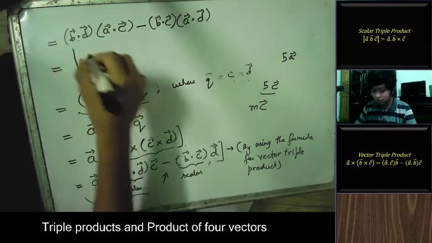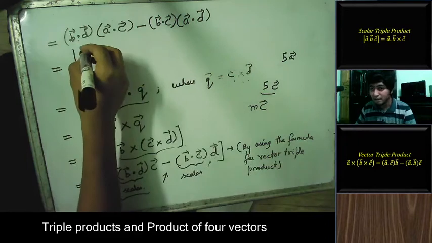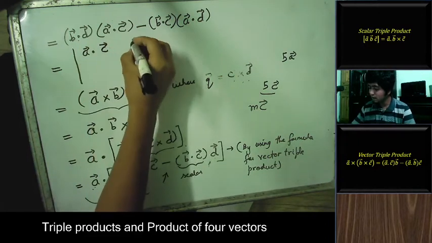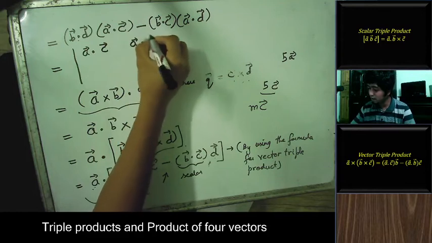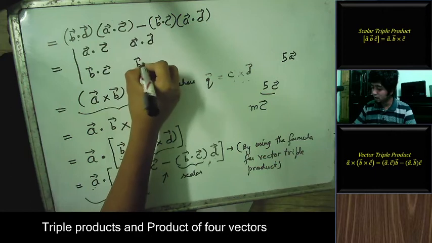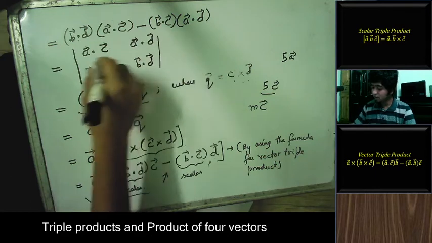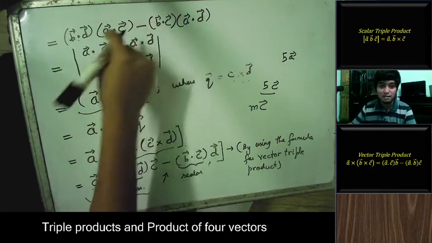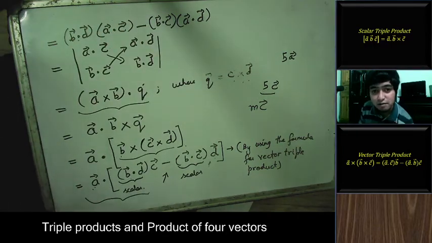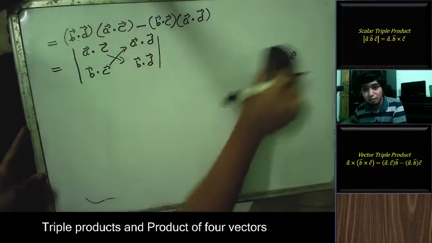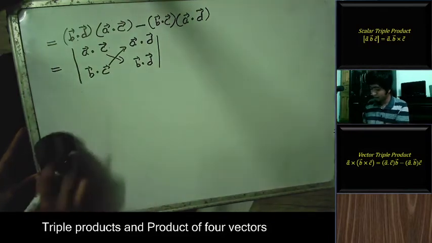So if you notice this, we can write it as A dot C, A dot D, and B dot C, B dot D, because if you expand this determinant, this one times this one minus this one times this one gives this. So this proves Lagrange's identity, which is the complete proof for Lagrange's identity.